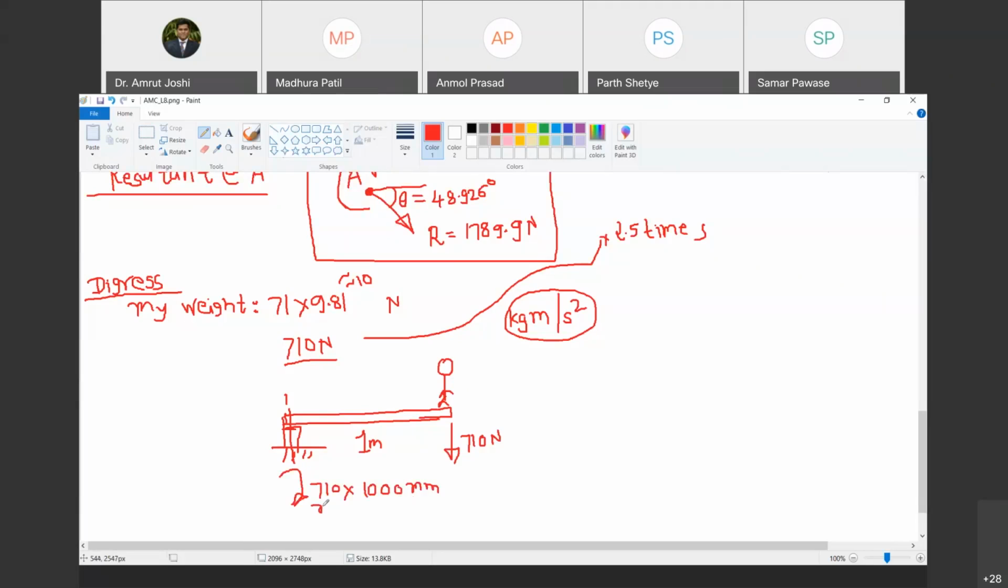Are you with me? Yes. And this is in Newton. So how much is that? 710,000 Newton mm. Now you can imagine this moment. You are standing on a wooden plate at this location. It will produce, at this juncture, a moment of 710,000 Newton mm. Do you agree with me?